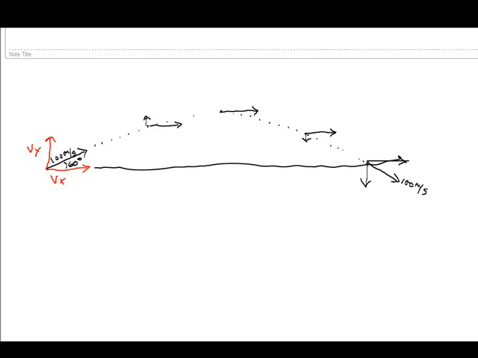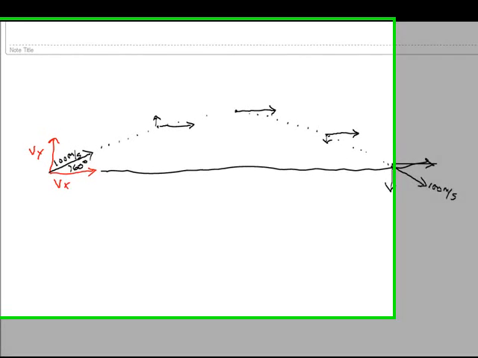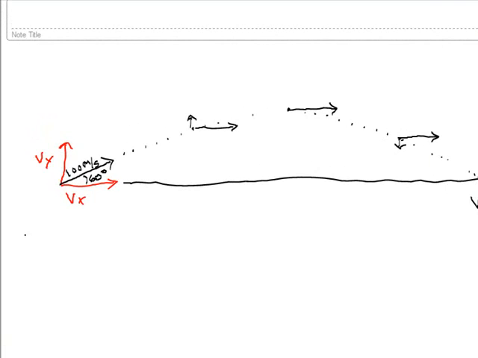In this problem, a cannonball is launched at 100 meters per second at an angle of 60 degrees. Let's draw the diagram for this problem. First of all, by launching it at 100 meters per second at 60 degrees, the ball has an initial Vx and an initial Vy. The Vx is equal to the velocity times cosine theta.